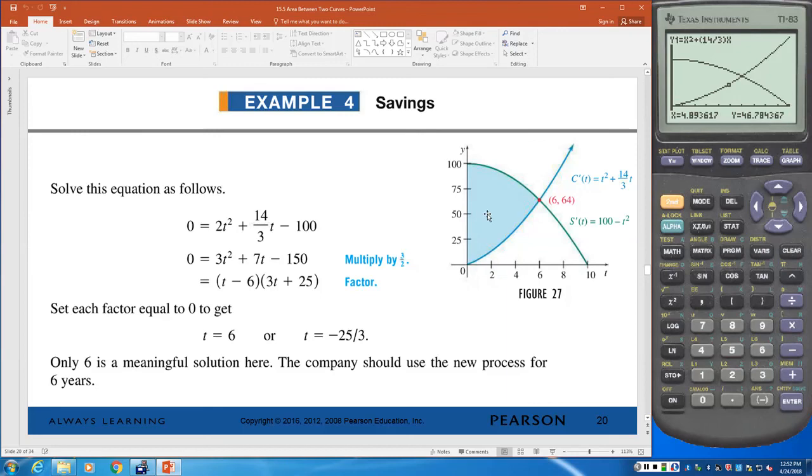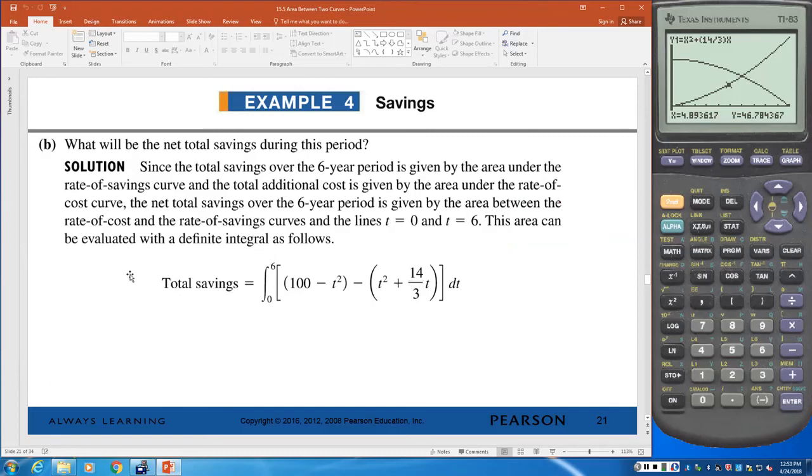Now the way they found the intersection point was they solved a quadratic equation. We've got a calculator. We're not going to solve the quadratic equation. If we can just draw a graph of it, we need the graph anyway. So 6 is the only meaningful solution, and that means your total savings are going to be the integral from 0 to 6 of your savings function minus your cost function. Or actually your marginal savings function minus your marginal cost function, since what we're trying to do is get back to the savings and the cost.